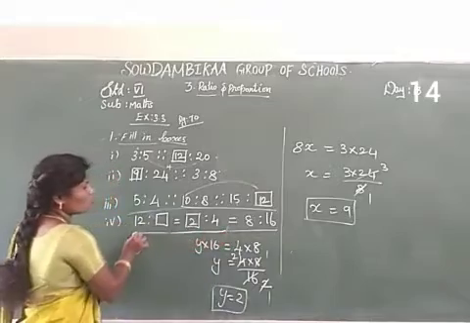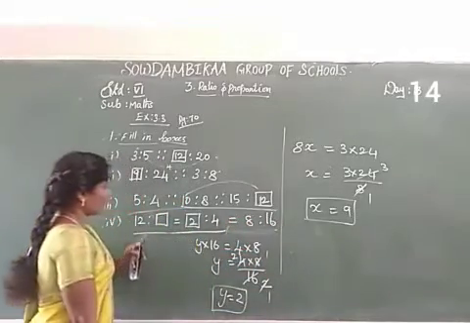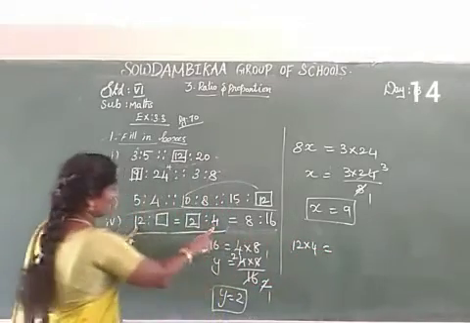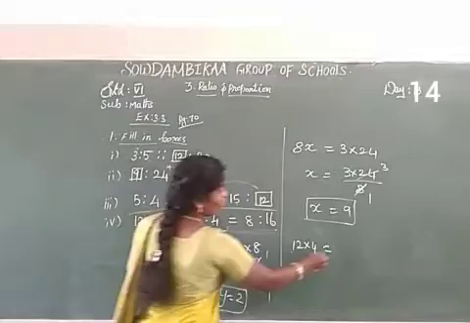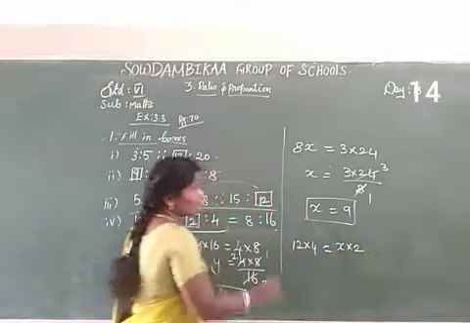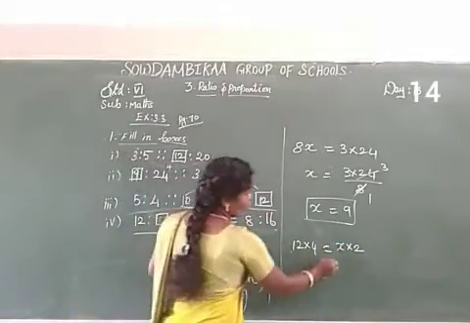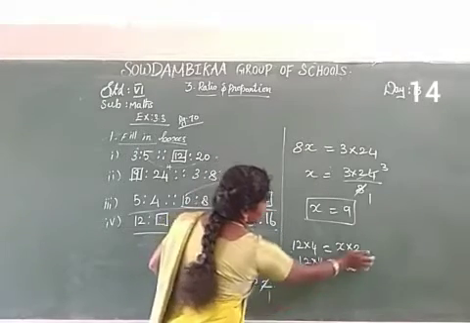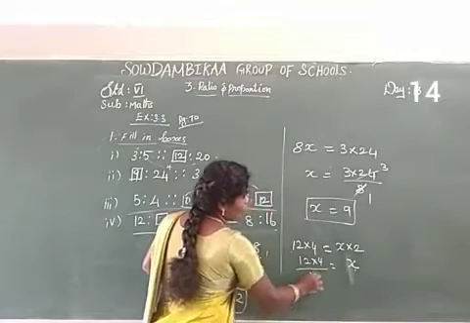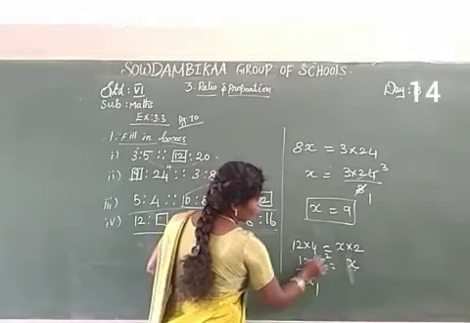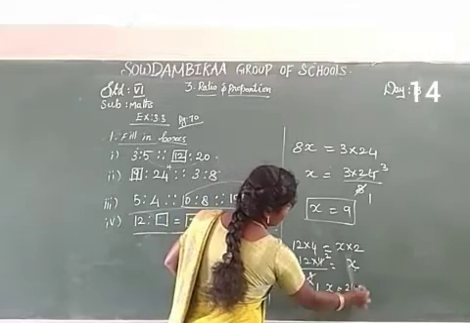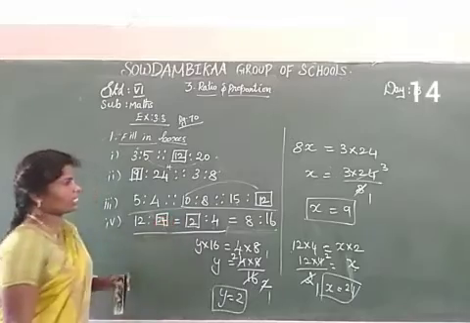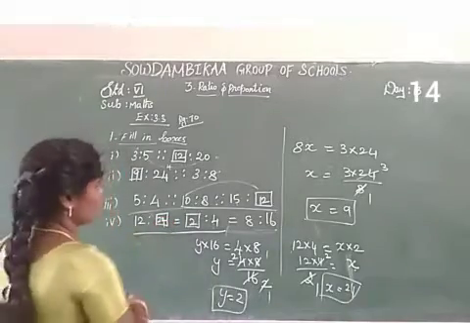Now compare these two: 12 into 4, and x into 2. The missing letter is taken as x. Keep x only on this side: 12 into 4 divided by 2. 1 2 is 2, 2 2s are 4, 12 2s are 24. The x is 24. Next, true or false.